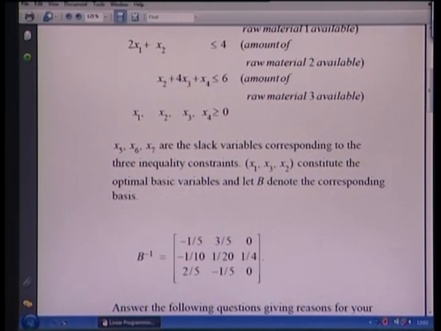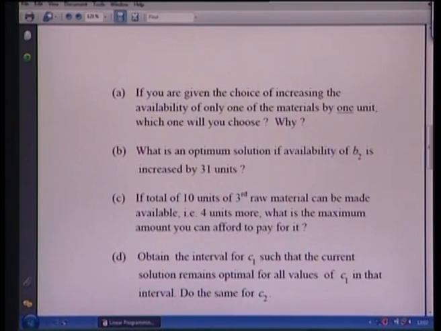Then B is an optimal basis, and I have given you the corresponding details. I have told you that the variables x1, x3 and x2 are the basic variables. That means your basis will consist of columns A1, A3 and A2, and then I have given you the B inverse. Now, you have to answer the following questions, which are concerned with post optimality analysis, and I would like you to support your answers with proper reasons.